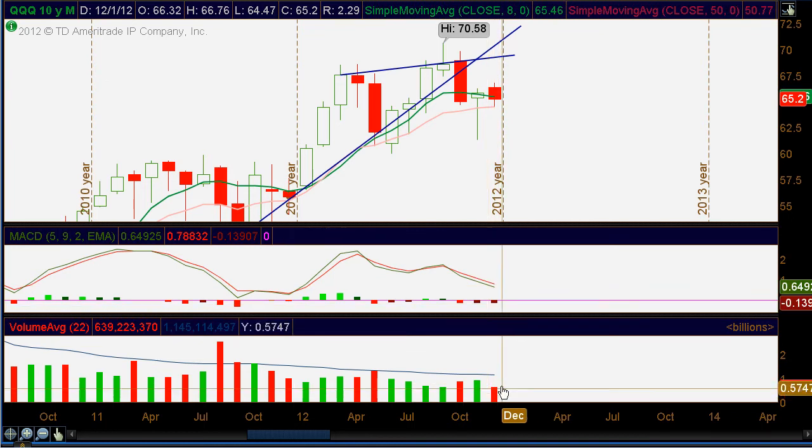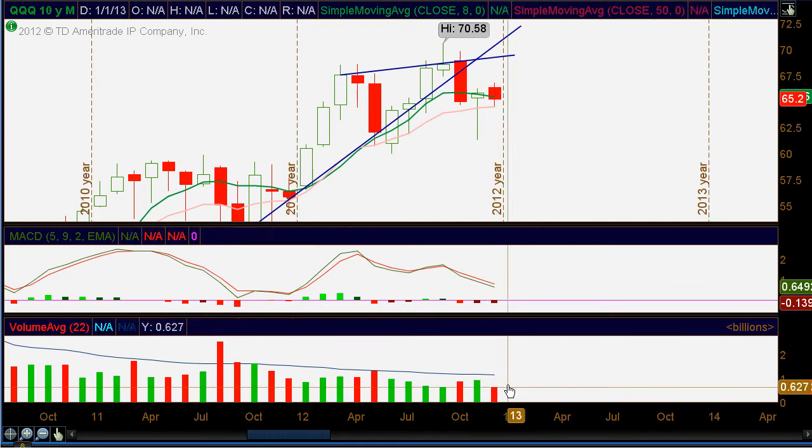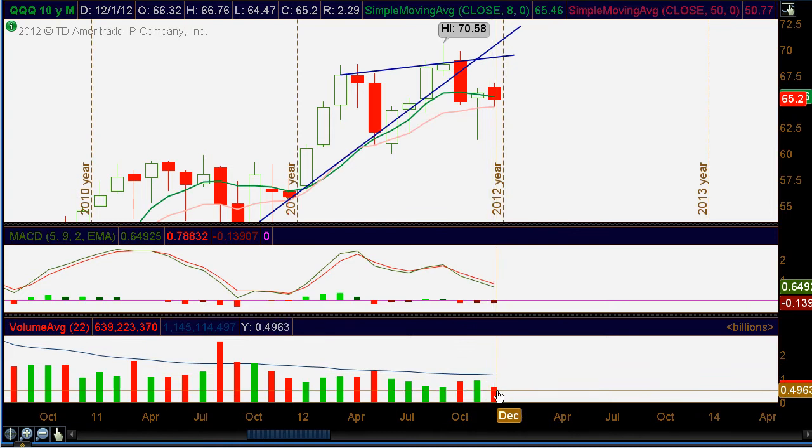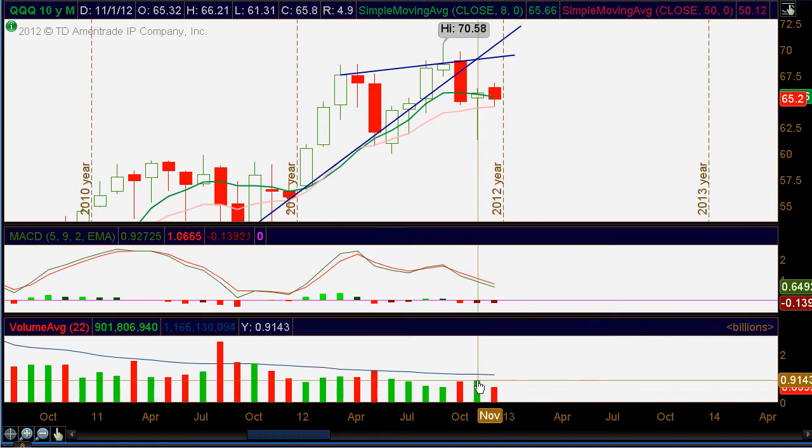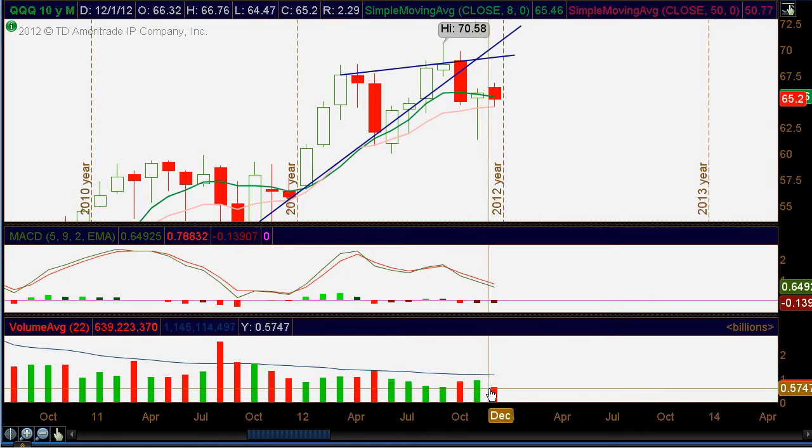And take a look at this. This month's volume is not really impressive. It's not that big of a deal. I don't like that. We are trading way below the average, and also this bar is much smaller than the previous one. So this is not really what I would like to see.